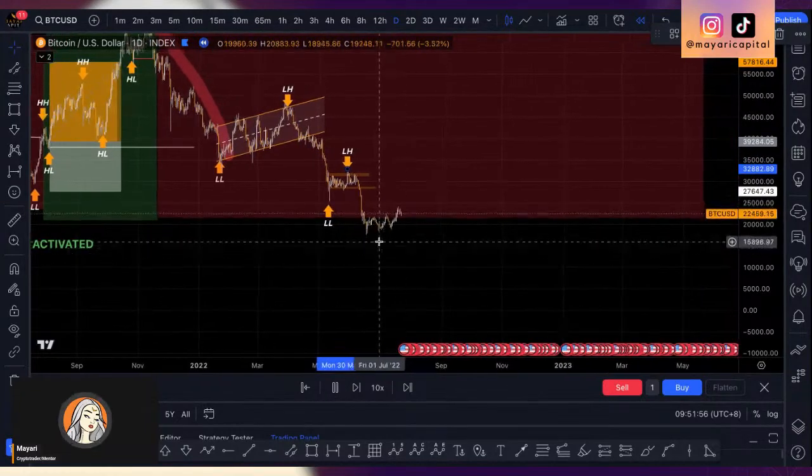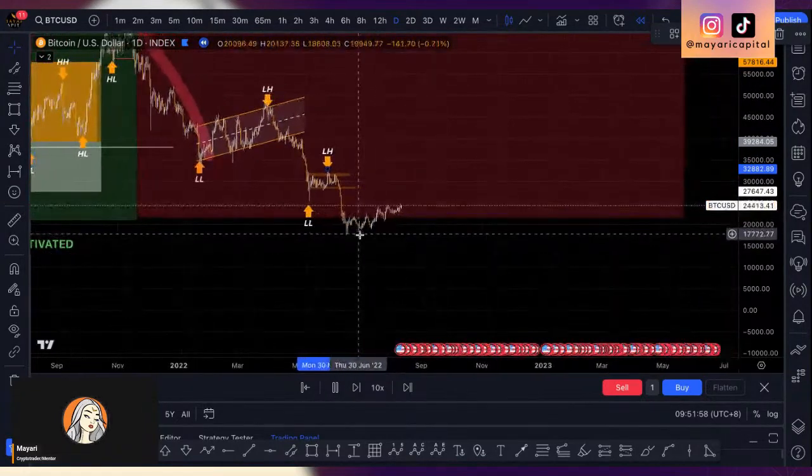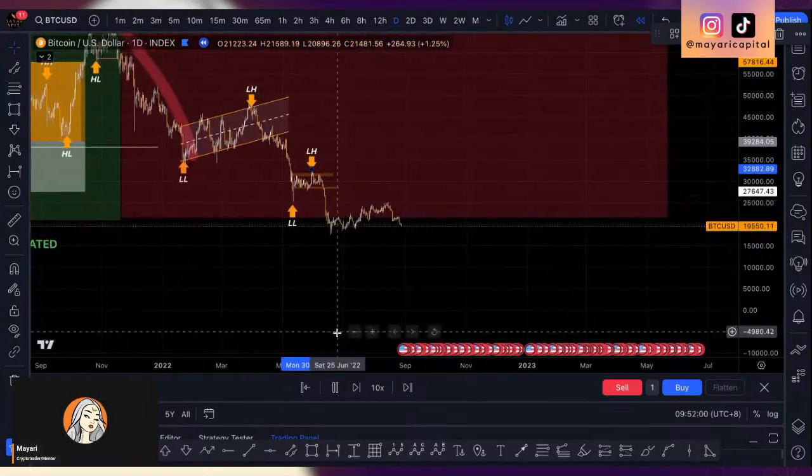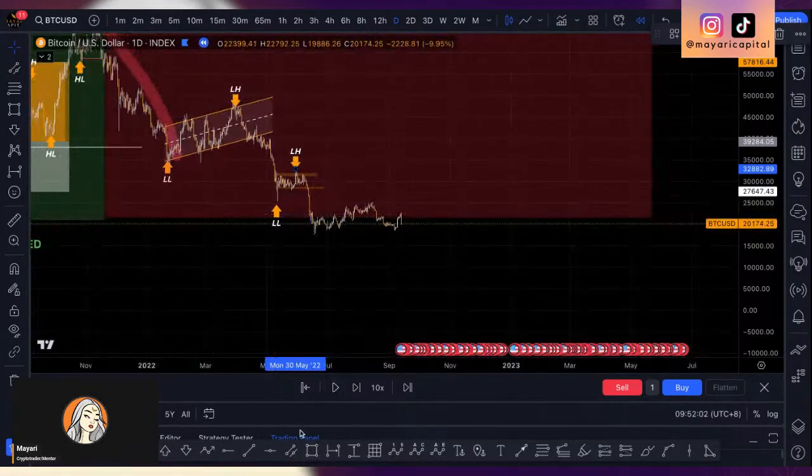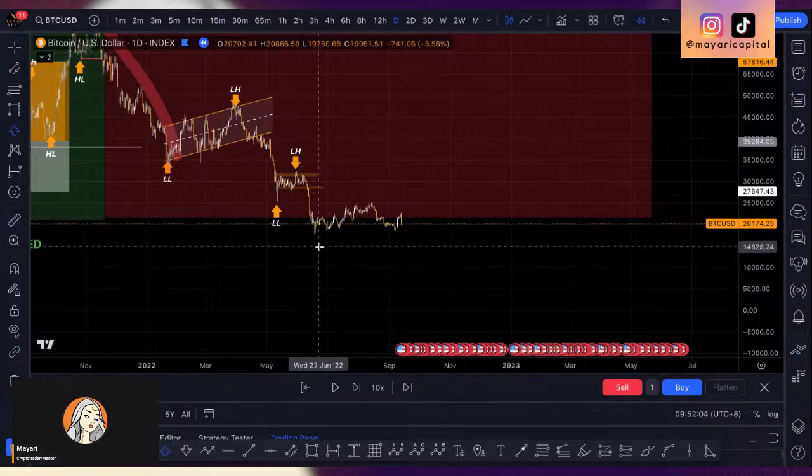So now we are doing another lower low at this point. And then now we got the lower high. So right here, lower low.